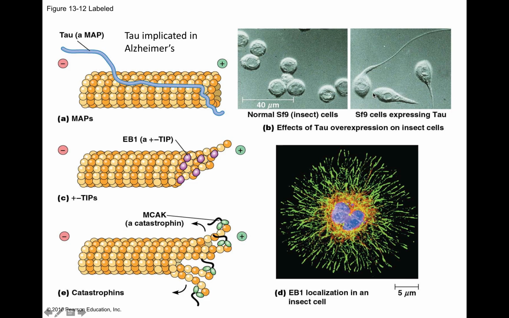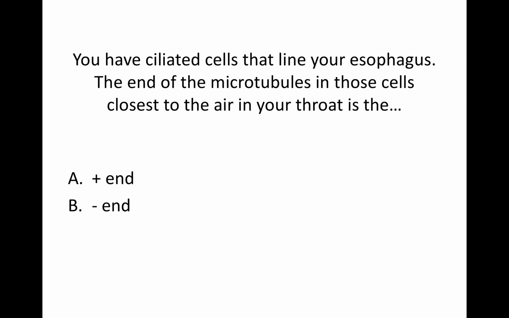Other microtubule-associated proteins can be associated with stabilizing microtubules, preventing them from falling apart, or causing them to fall apart when a cell is being remodeled. So like when a cell is going to move, for example, it'll depolymerize its microtubules in order to allow it to move. Okay, here's another one for you.